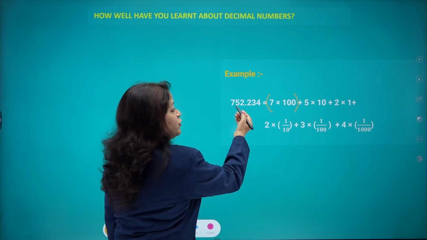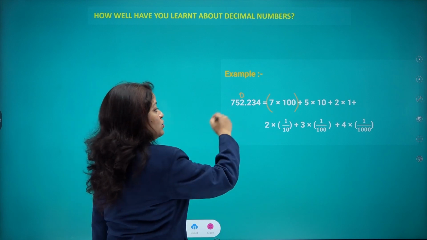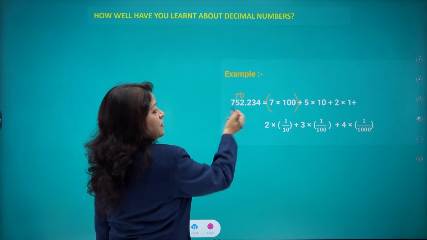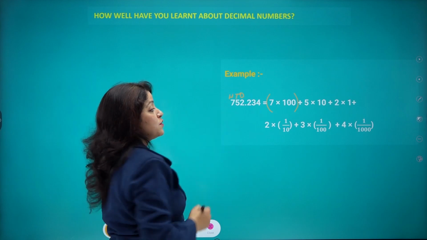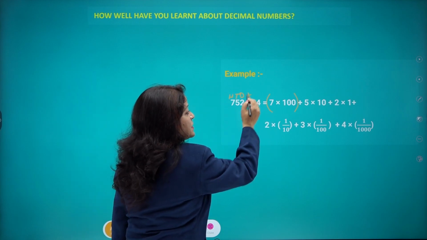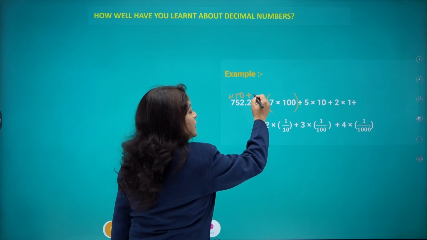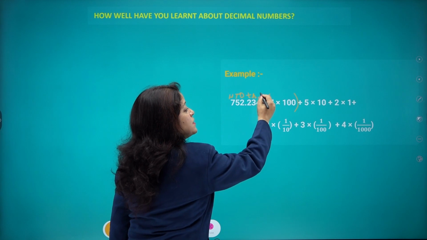Now, to the left of decimal is the ones or the units place. Then to the left we have the tens place. Then to the left we have the hundreds place. Okay. To the right we have the tenth, and I am representing it with a small letter because it is division. Similarly, it is hundredth and it is thousandth.